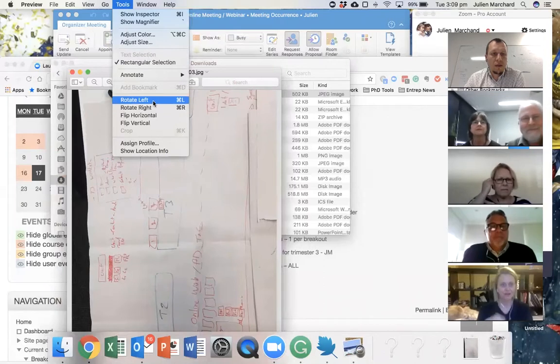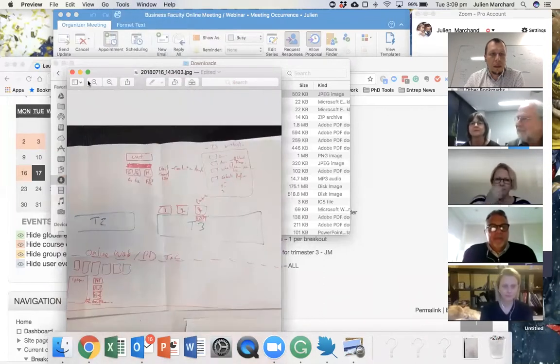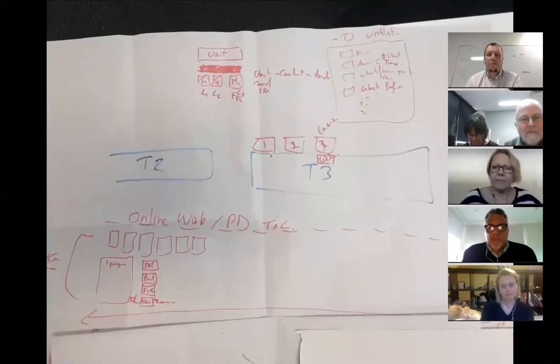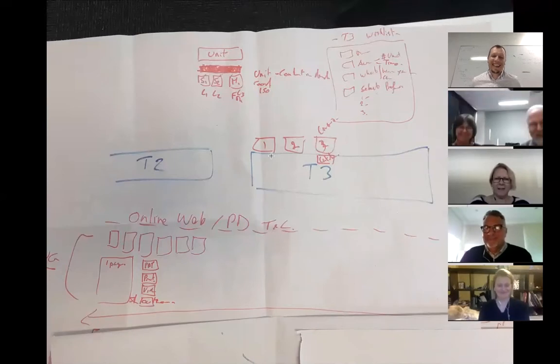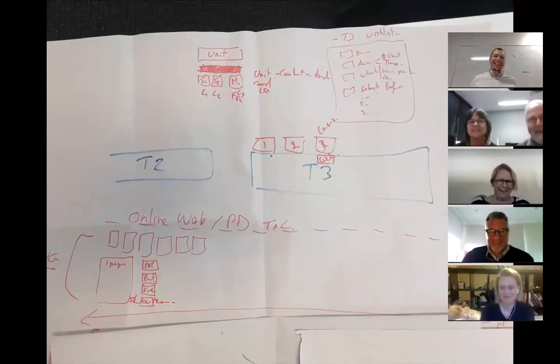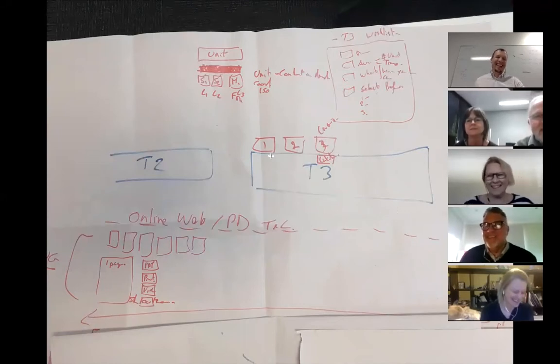Tools, rotate right. Okay. Cool. Can everyone see my pretty butcher paper? It's fabulous. Don't give up your day job. This is my day job. This is what I do with my students. Okay. All right.